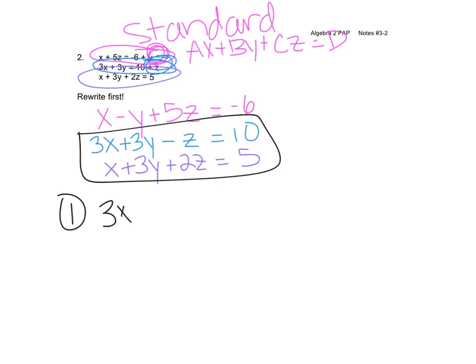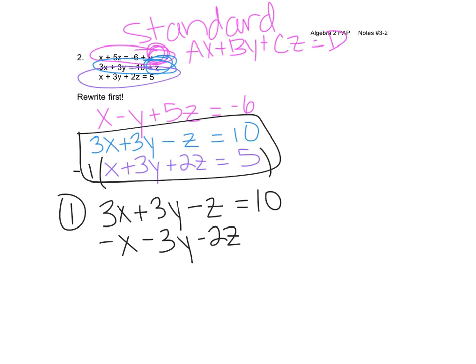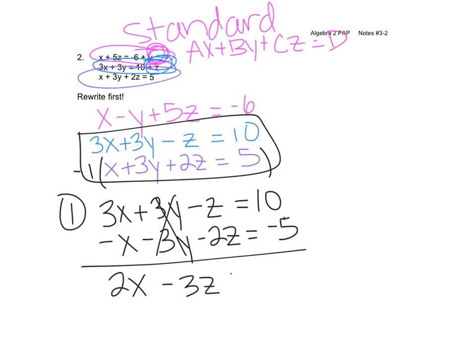So I'm going to have 3x plus 3y minus z equals 10. And then I'm going to multiply that bottom one by a -1. So that's a -x minus 3y minus 2z equals a -5. Okay, so I'm going to combine those two. I get 2x, the y's cancel, minus 3z equals 5. Okay, so that's my step 1. Choose two equations, eliminate a variable.